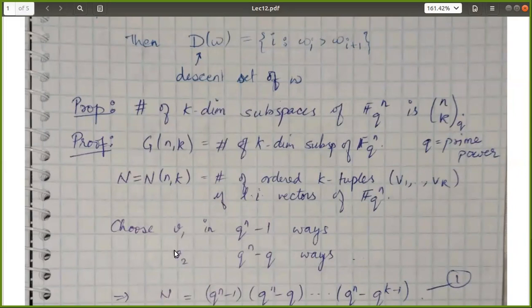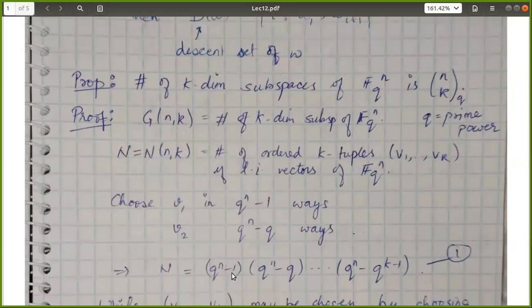Okay, so in this way you choose your k many elements to make a k-tuple v1, v2, ..., vk. So the number n is the product: q raised to n minus 1 corresponding to v1, q raised to n minus q corresponding to v2, q raised to n minus q square, and so on till q raised to n minus q raised to k minus 1. Okay, so this was about the k-tuple v1, v2, ..., vk.